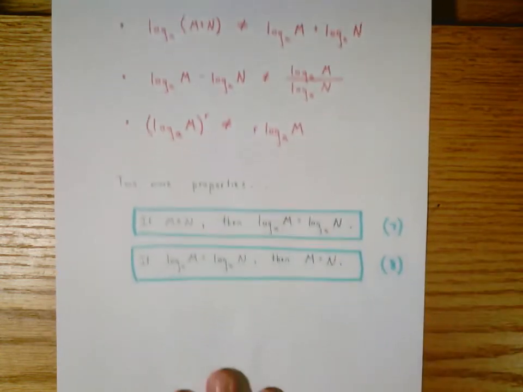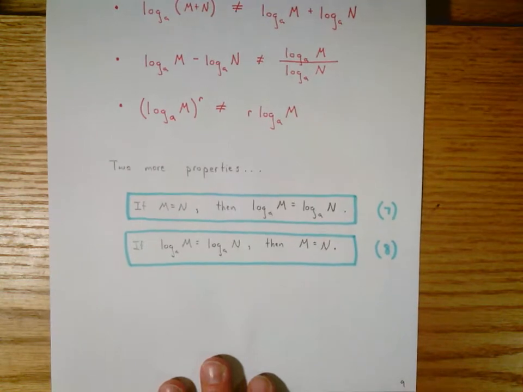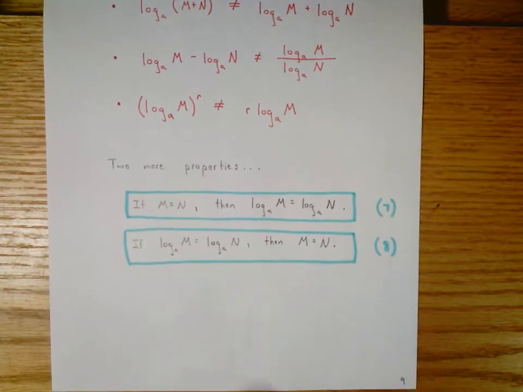All right, I know today is like death by properties. That's why I said a note card might be useful. These next two properties I'm going to give you without proof. These two properties are based on the idea that logarithmic functions are one-to-one. You'll notice that the two properties are converses of one another.